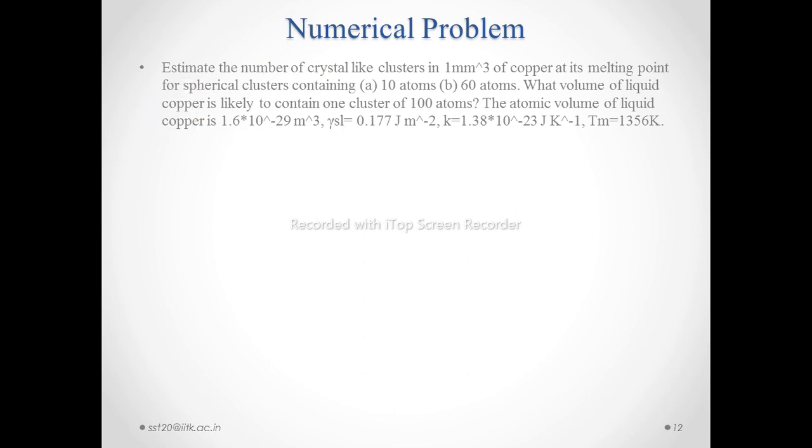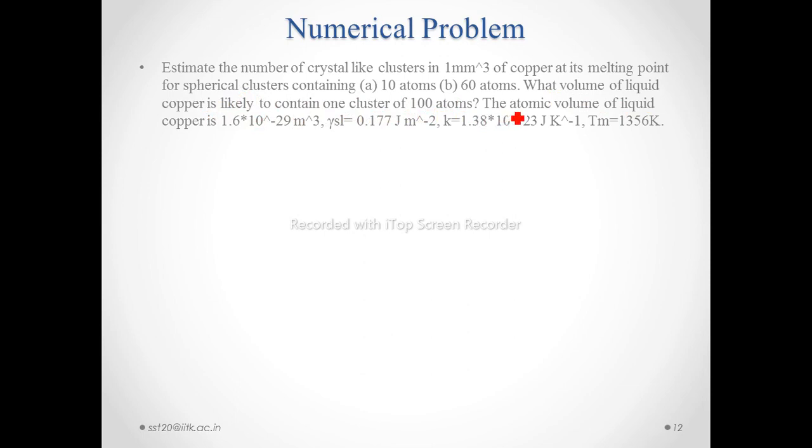So the first question is: estimate the number of crystal-like clusters in 1 meter cube of copper at its melting point, for spherical clusters containing 10 atoms, 60 atoms. That's the first part of the question. And the second part is: what volume of the liquid copper is likely to contain one cluster of 100 atoms. This is the second part.